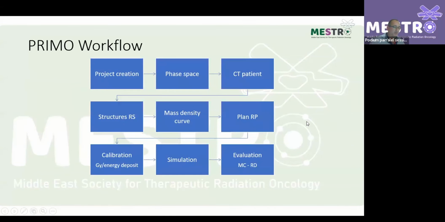Primo workflow is summarized here by this flow chart. After project creation, we import or link the phase space, and the CT density of the patient and the structure RS are imported via DICOM RT. We choose the mass density curve, which is the same one used by Eclipse and Acuros. The plan is imported via DICOM RT.